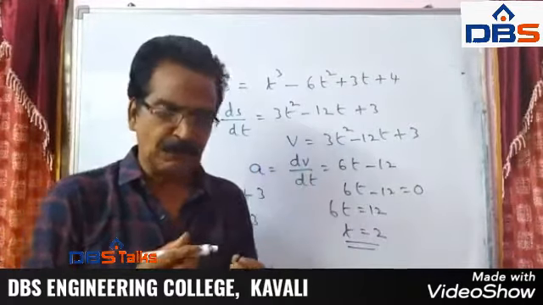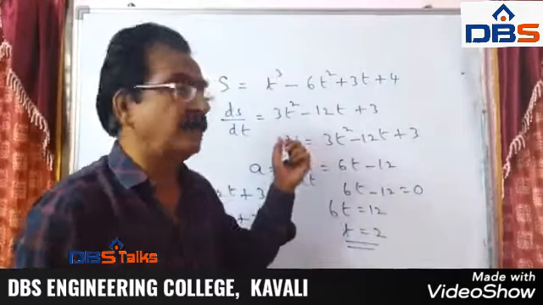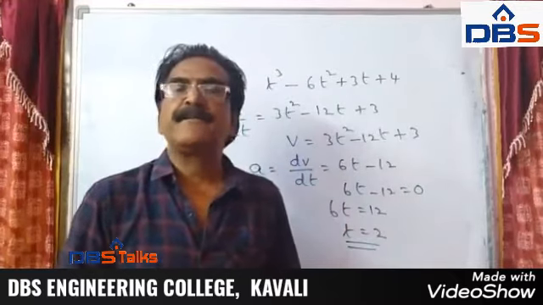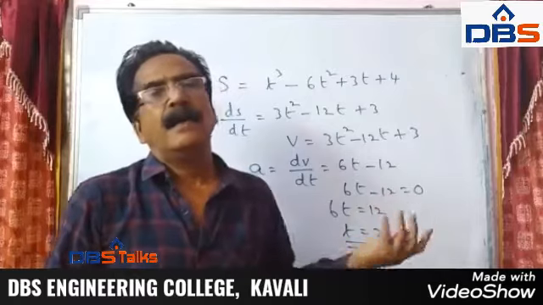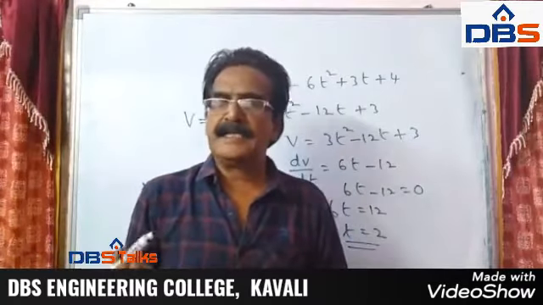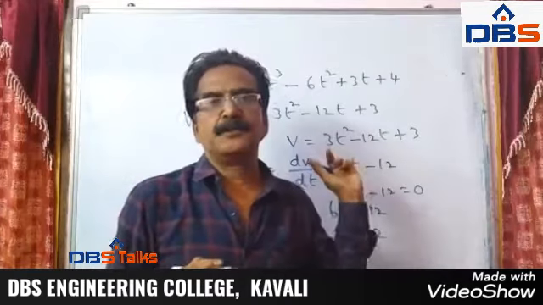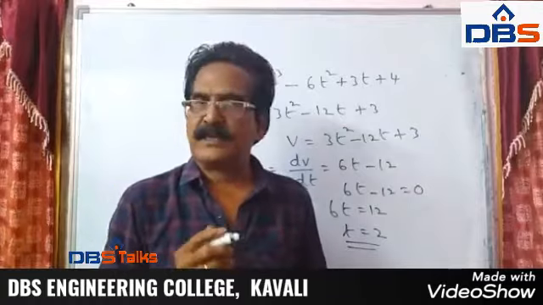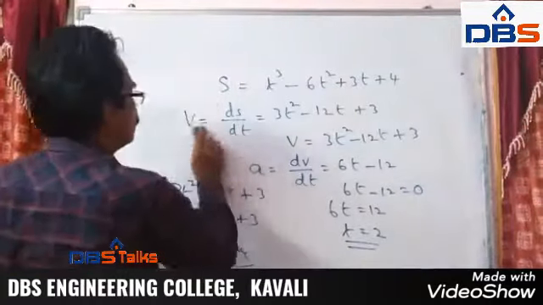This is how to do this problem. Easy problem friends. s equation is given. You can find v and you can also find a by differentiating the velocity equation. By making a is equal to 0, you will get t, and substitute t in the first equation. You will get velocity. Okay friends, let us see the second problem.